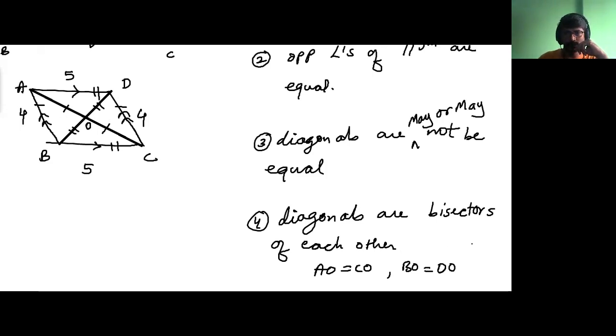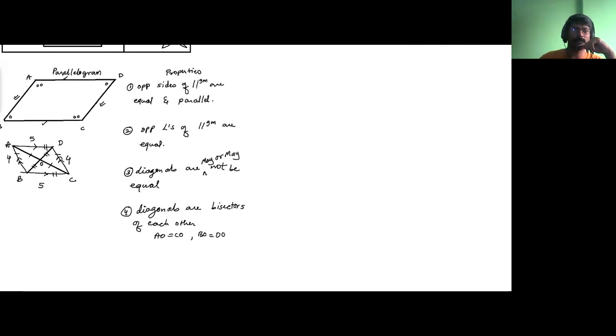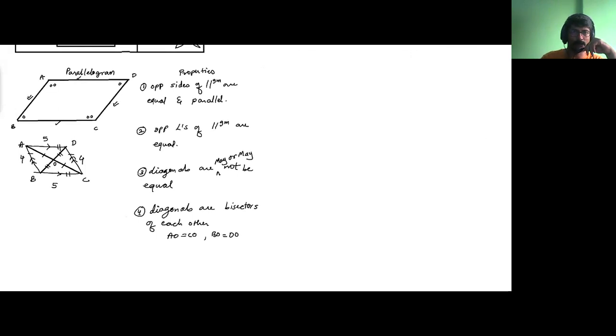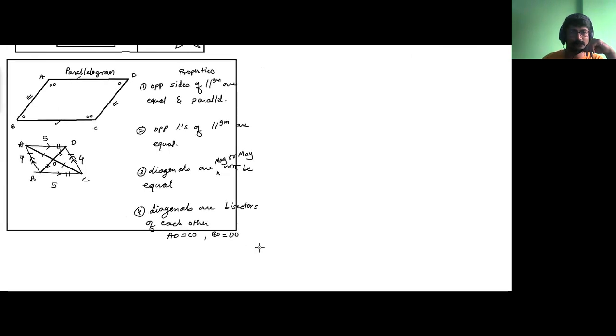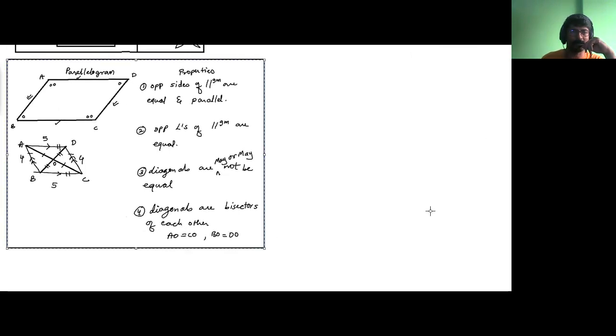So you can pause the video and write down all these 4 properties quickly in your book. So this is all about parallelogram. I hope you understood everything perfectly, isn't it? You can pause the video and copy.